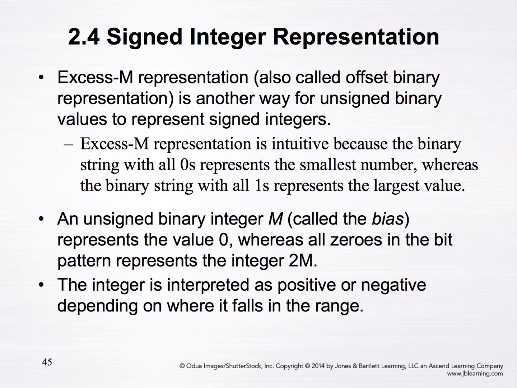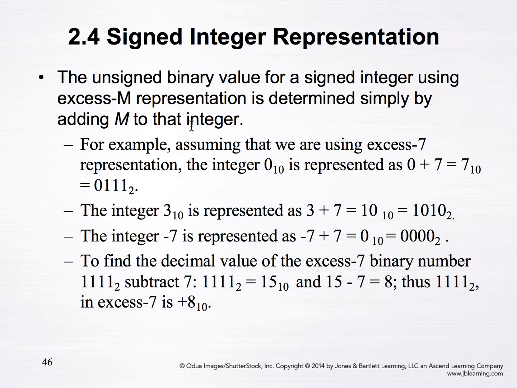So here's an example. The unsigned binary value for a signed integer using excess-M representation is determined by simply adding M to that integer. For example, assuming that we are using excess-7, the integer value of 0 in decimal is represented by 0 plus 7 equals 7. So 7 is transformed into 0 1 1 1 in binary representation.